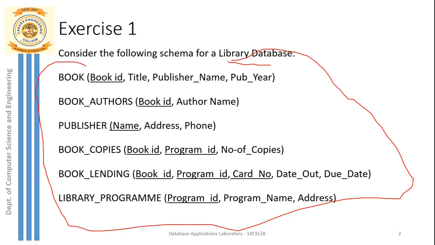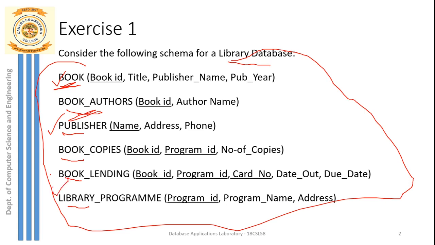The library database contains the following tables. The first table is book. The second table is book authors. The third table is publisher. The fourth table is book copies. The fifth table is book lending. And the sixth table is library program. Rather than calling these tables, we can also call them entities. So we have here the book entity, publisher entity, and library program entity.